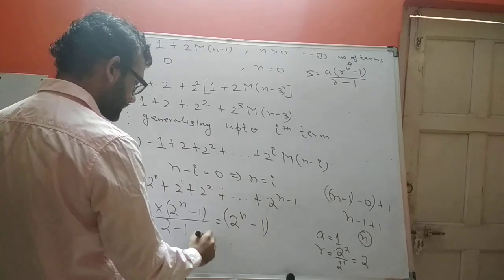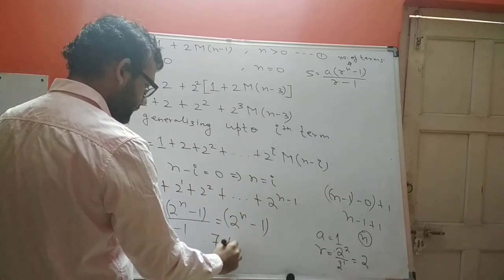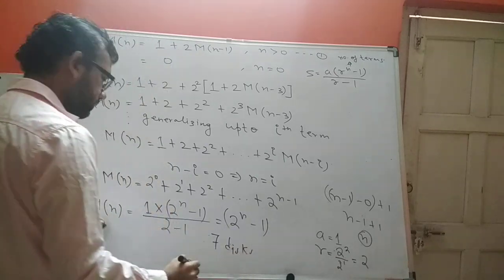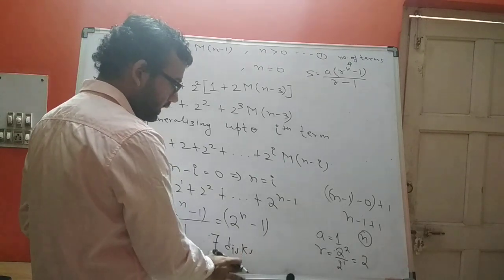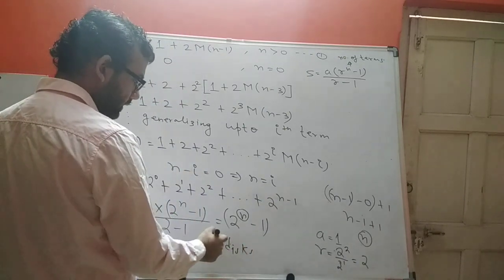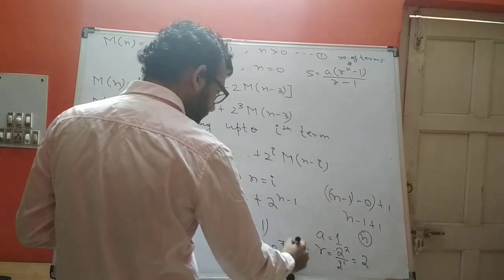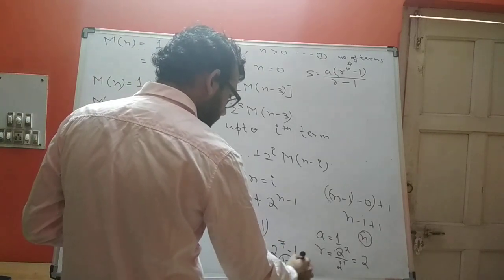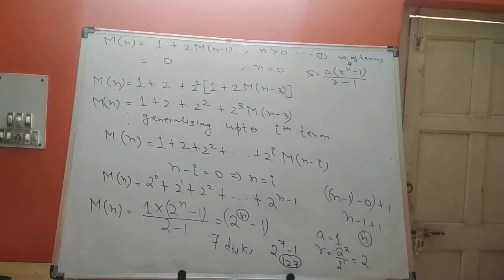That means, given, let's say, 7 disks, if you're asked to find the number of movements required to move these 7 disks from peg A to peg B using peg C, what would you do? You would substitute in place of n this value of 7, and you will get 2 to the power of 7 minus 1, which is 127. So you need 127 movements to transfer 7 disks from peg A to peg B using peg C.